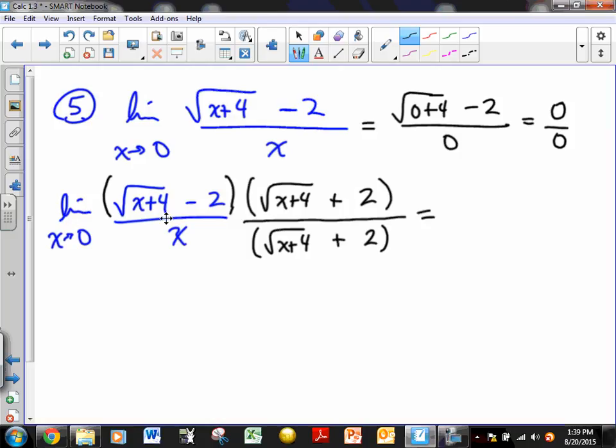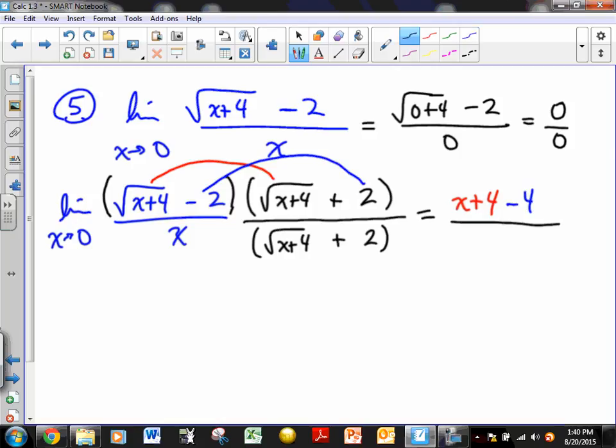Okay? So now when I FOIL this, well, radical x plus 4 times radical x plus 4 is just x plus 4. The middle terms will cancel. I'll have radical x plus 4 times 2 and minus 2 times radical x plus 4. They cancel out. And lastly, minus 2 times 2 is minus 4.